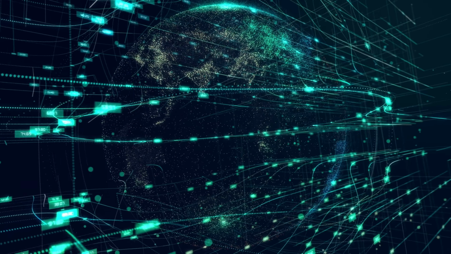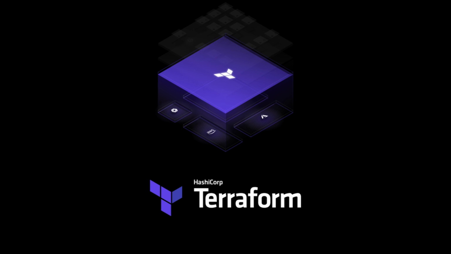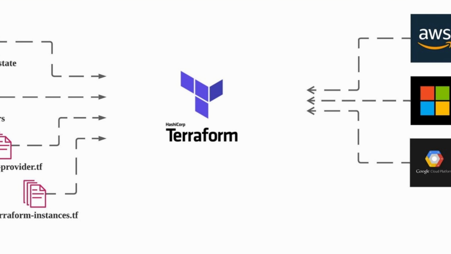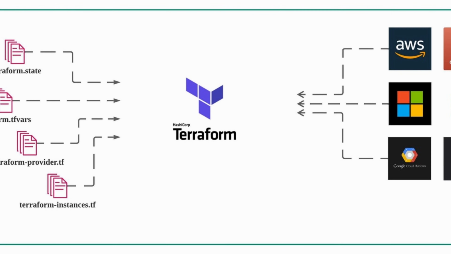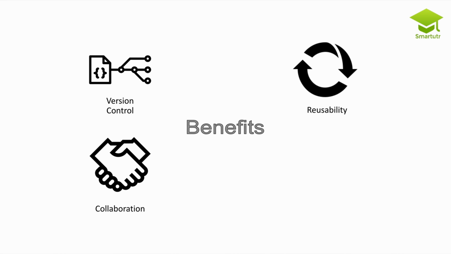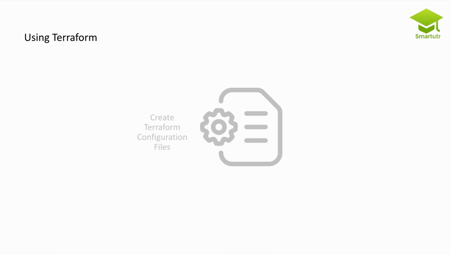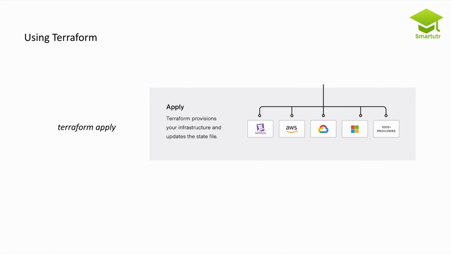Conclusion. Let's summarize. Terraform is a powerful tool for automating the provisioning and management of infrastructure resources. It allows you to define your infrastructure in a declarative configuration language and then automate the creation and management of those resources. With Terraform, you can track changes in version control systems, reuse modules, collaborate with teams, and manage infrastructure across multiple platforms. To use Terraform, you will need to install the Terraform CLI, create a configuration file, initialize the working directory, and apply the changes to the infrastructure.